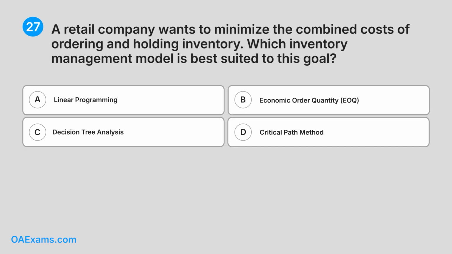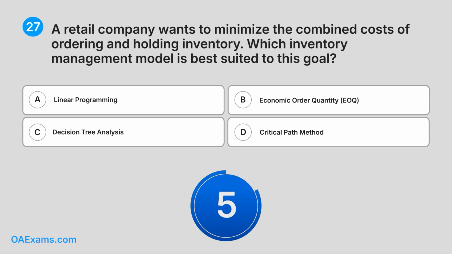27. A retail company wants to minimize the combined costs of ordering and holding inventory. Which inventory management model is best suited to this goal? A. Linear programming. B. Economic order quantity, EOQ. C. Decision tree analysis. D. Critical path method. What do you think is the answer?